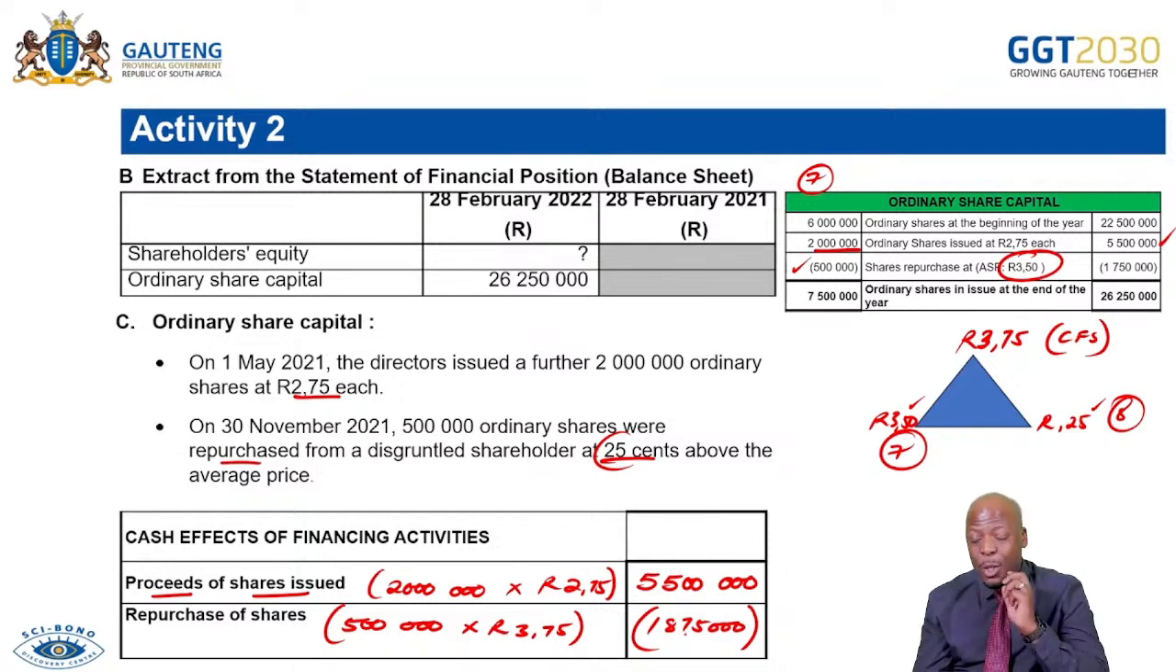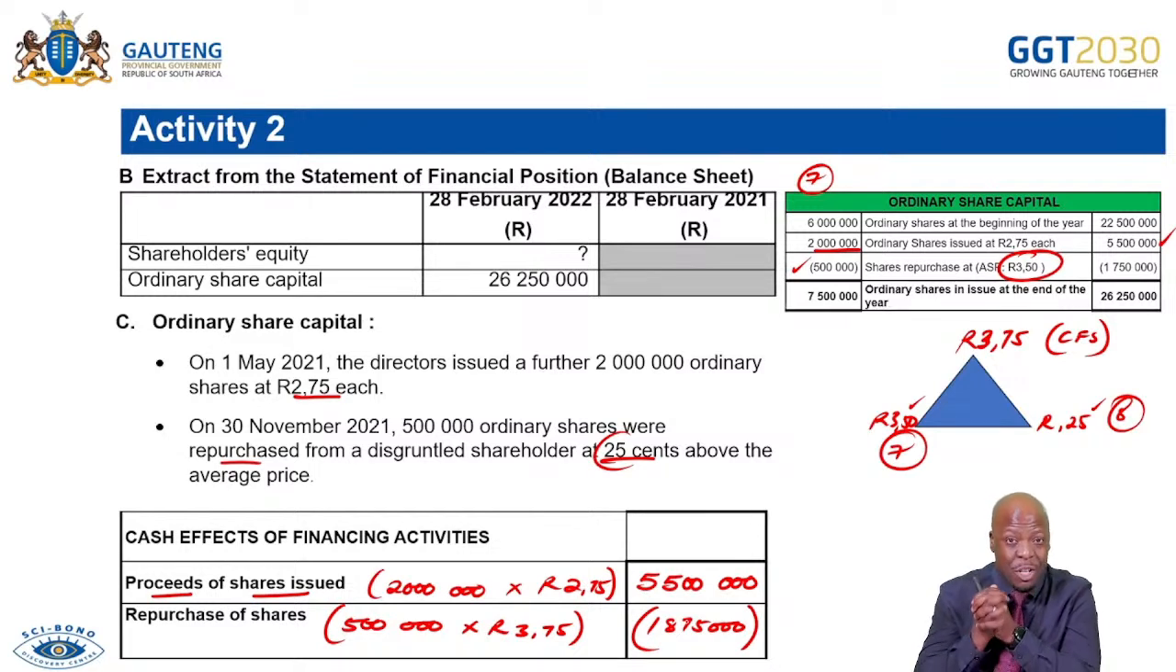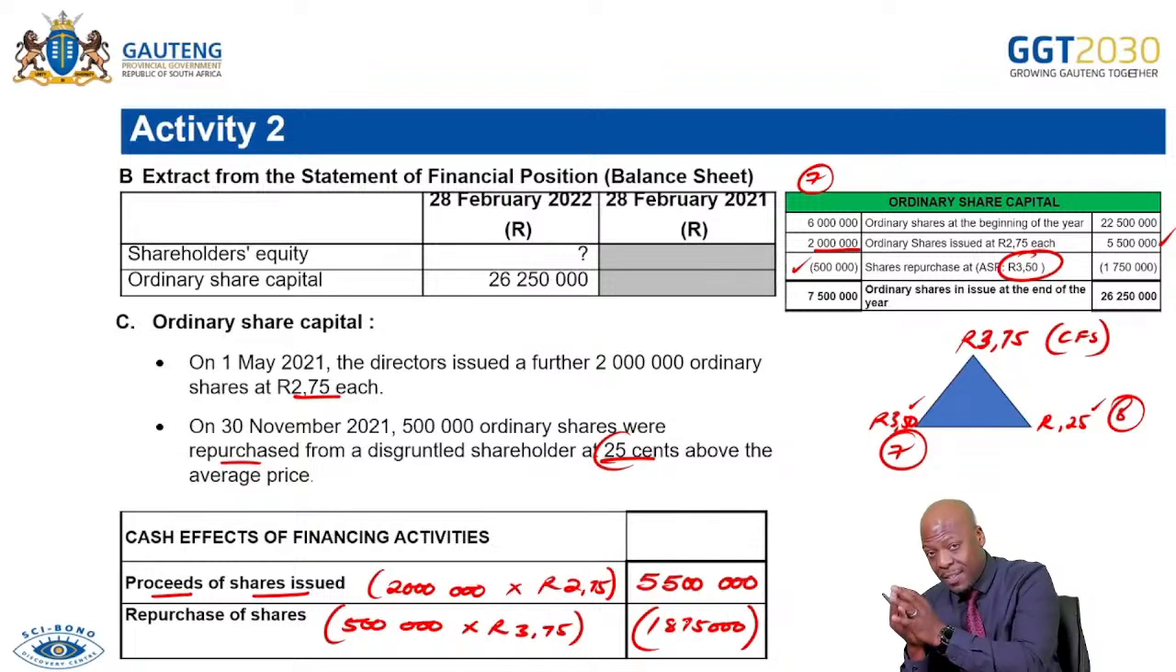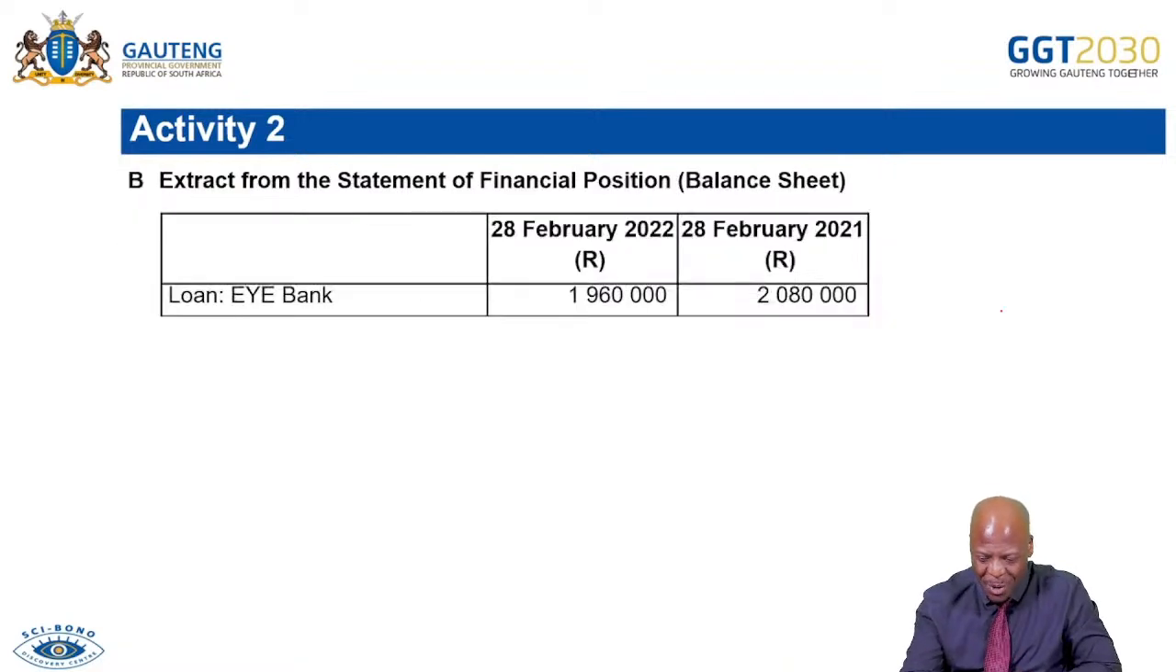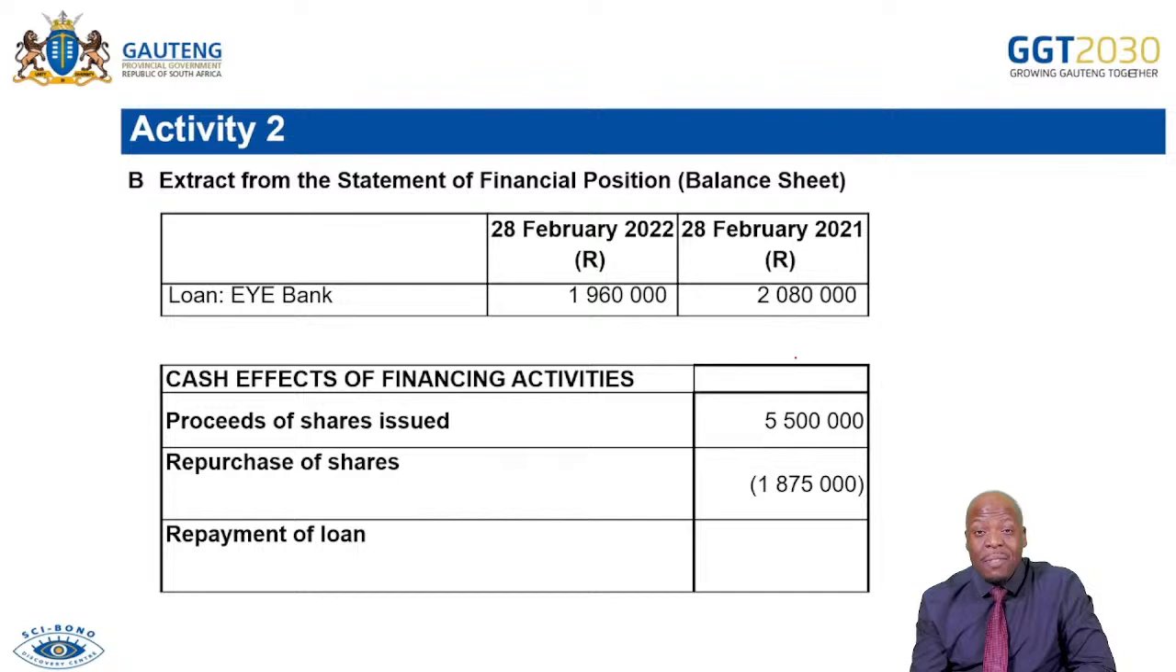Very important to know that your note 7 is related to your cash flow statement. We're not going to leave it in the statement of financial position. It will come as well into our cash flow statement. The proceeds from issue of shares: when we issue shares, we receive money, that's a cash inflow. When we buy back shares, we use money, we pay, that's a cash outflow. The tricky part is when you buy back shares, you will not use the average price, neither will you use the amount above or the difference. You need to use the addition of the average plus the amount paid above, which is the 3 Rand 75. Are we good? Okay.